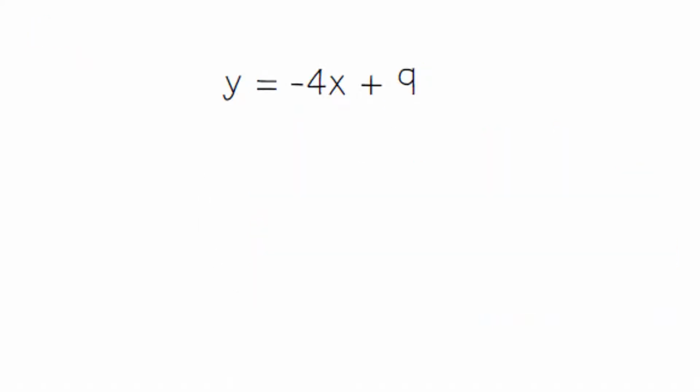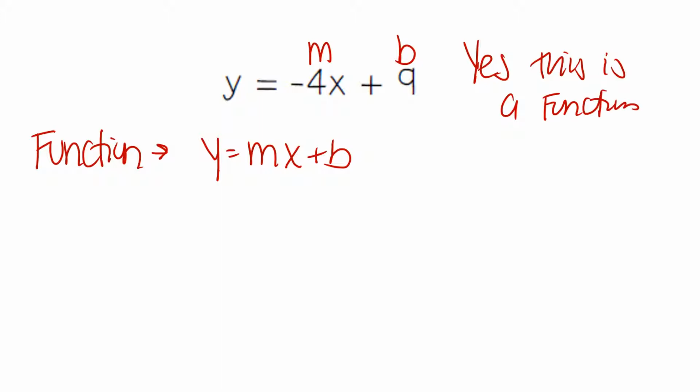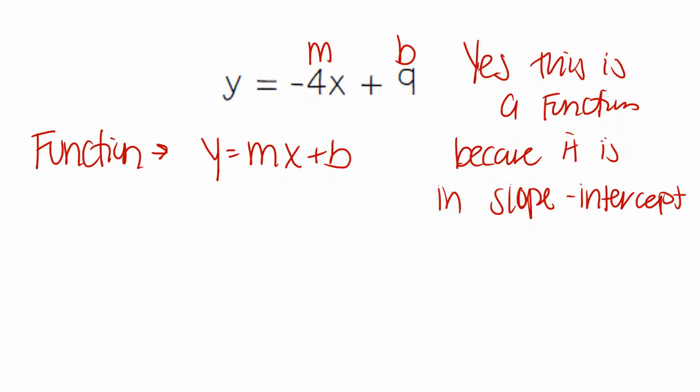When we're given equations to be a function, equations have to be in y equals mx plus b form. This equation is in that form. The m value is -4, the b value is 9, and the y and the x are in the same positions. So yes, this is a function. We call this equation y equals mx plus b slope-intercept form.